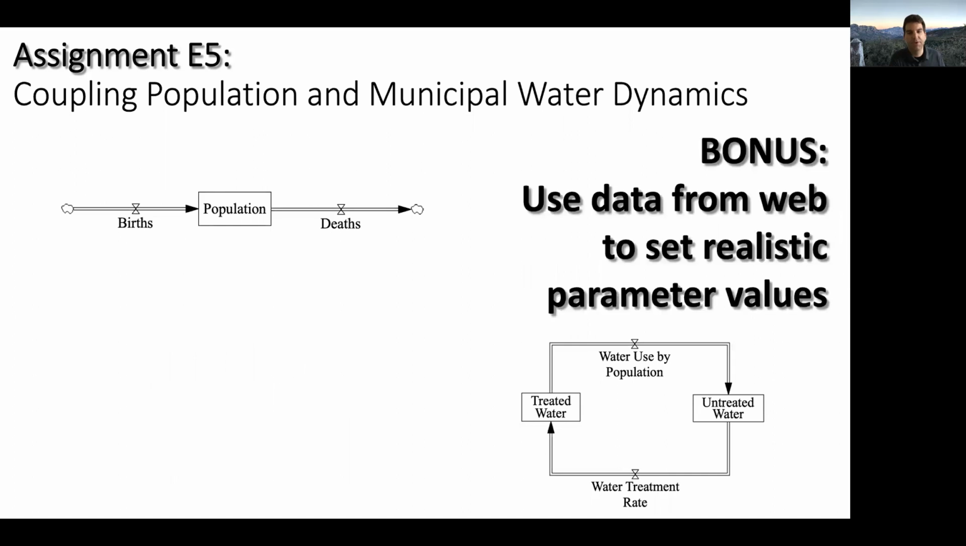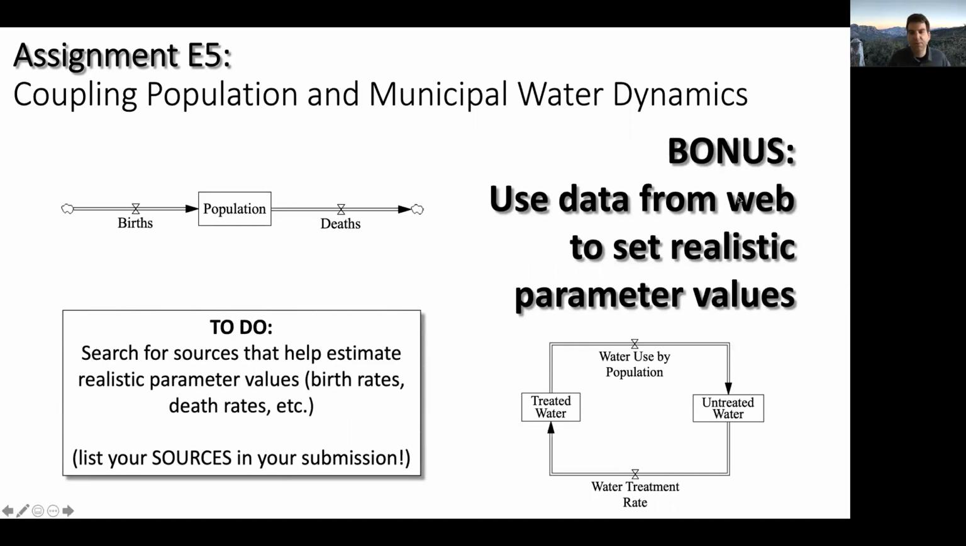So for example, one of the bonus tasks is to use data from the web to set realistic parameter values. In this recipe, we'll need to know birth rates and average lifetimes. You might just pick those out of the air based on your anecdotal information. But one of the bonuses is to go to the web and ask, for the average person living in a city under normal conditions, what is the average lifetime? Then you can put that into the model in assignment E5, and as part of your bonus submission, you can say where you got that information. And it would be great for you to mirror that process when you're doing your final project.